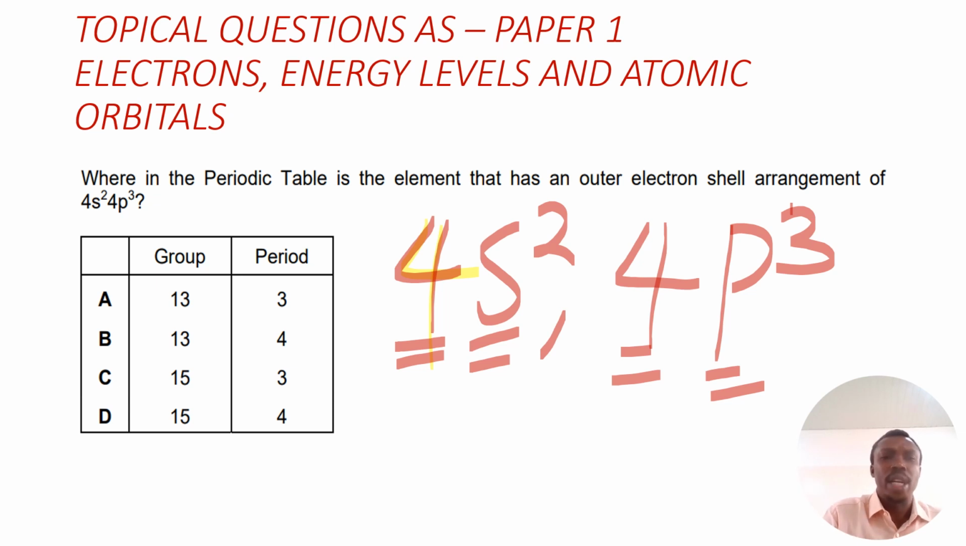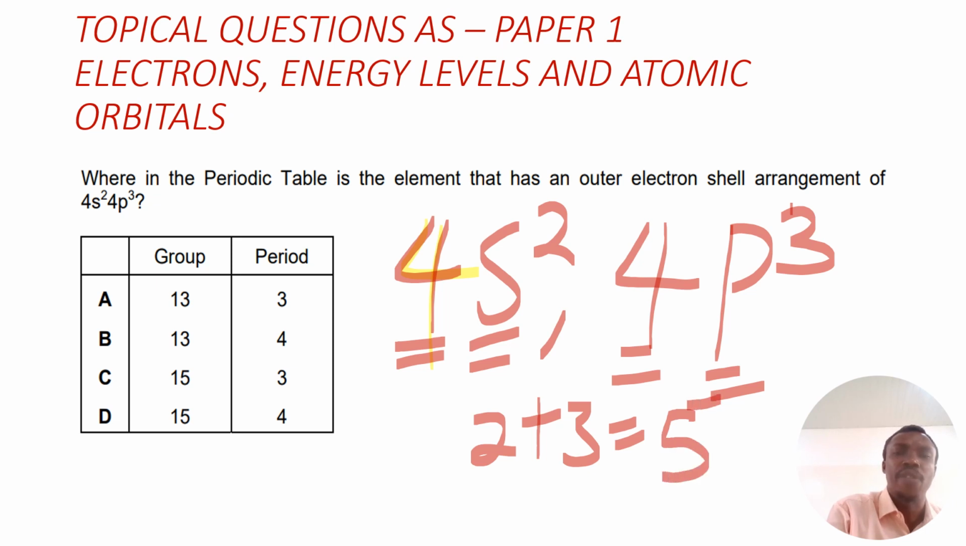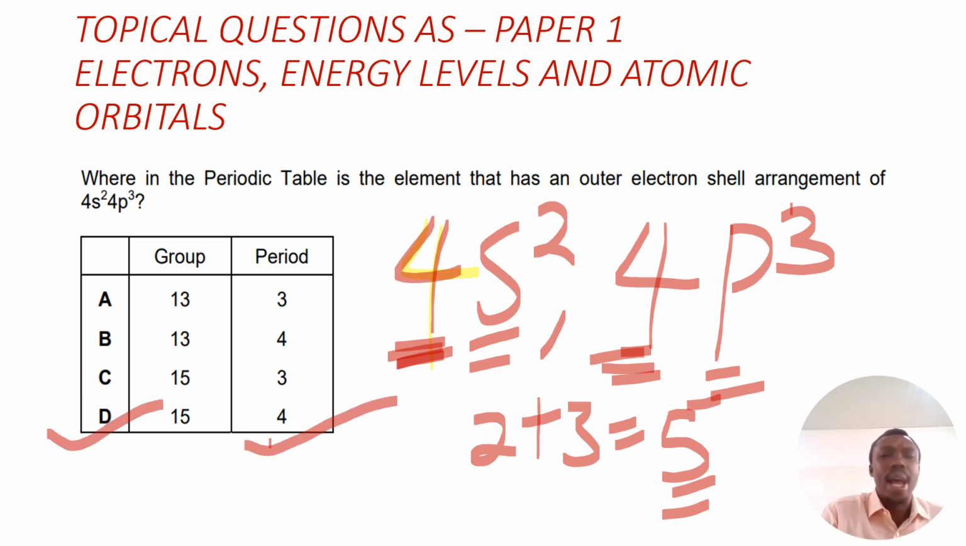So the total number of electrons in the outermost shell is 2 plus 3, which is equal to 5. So since it has 5 electrons in the outermost shell, it belongs to group 15, which is group 5. Then the period is the number of shells, and the number of shells here is four. So the period is 4, and the group is 15. So the correct answer to this question is D.